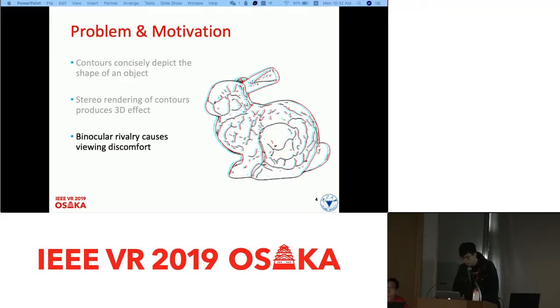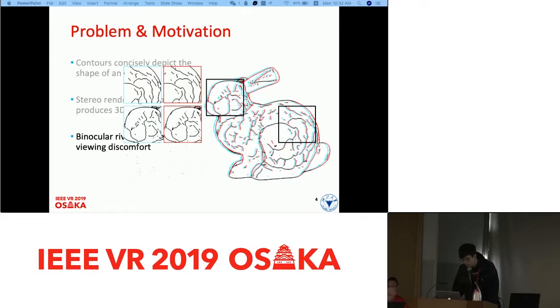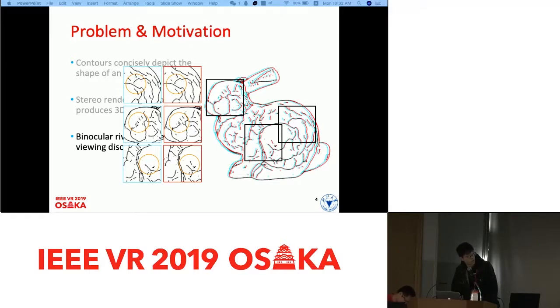However, stereo rendering of contours may induce binocular rivalry, which will cause viewing discomfort. In this figure, you can notice that some contour segments are visible in one view, but they do not have a visible counterpart in the other view. These inconsistent parts of contours are highlighted by yellow circles. To avoid binocular rivalry, we must render stereo-consistent contours.